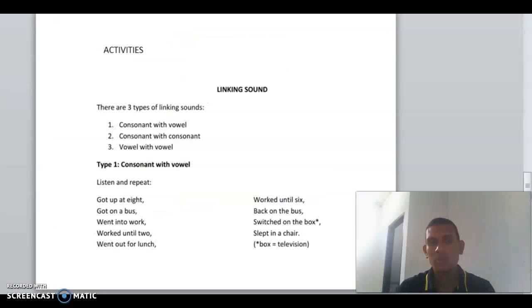In the last part, we have some activities about linking sound. There are three types of linking sound: consonant with vowel, consonant with consonant, and vowel with vowel. In this part the idea is to listen and repeat the sample here, and you can see where we do the link, or which words do the link.